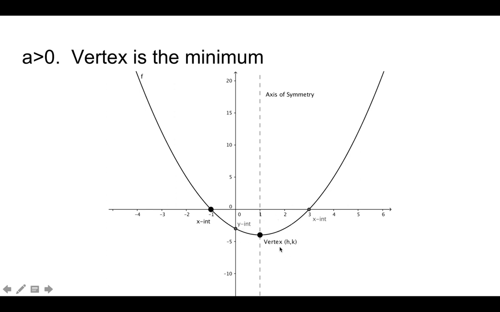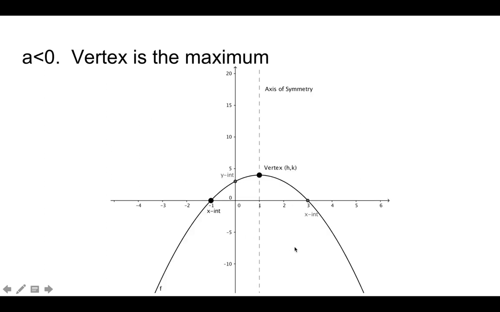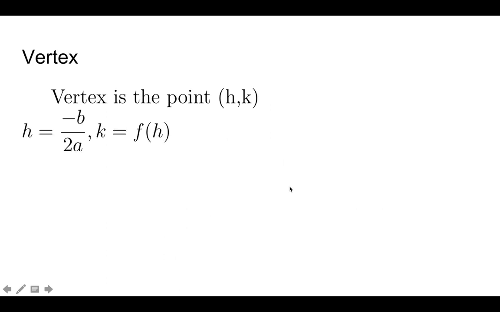Remember, vertex is a point, and we always call it h comma k. If your leading coefficient's a negative, the graph points down, and the vertex is the maximum point, the highest y value. Okay, vertex is the point, not a number. Vertex is a point, h comma k.